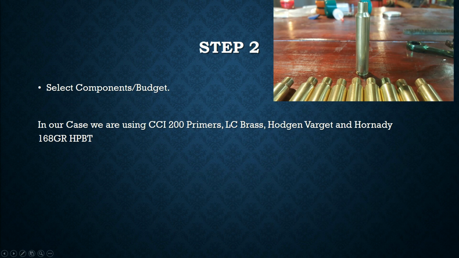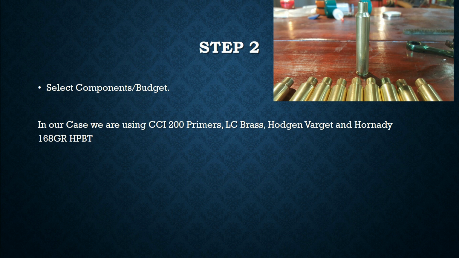So once you've done step one, you decide what you're going to make your ammo for, you move on to step two, which is you select components, you come up with some sort of budget, because we're all probably not billionaires. So you're going to select the components. They're going to perform well internally in your weapon.